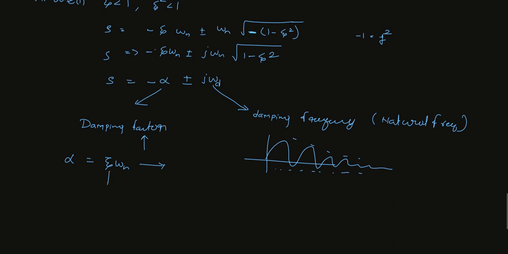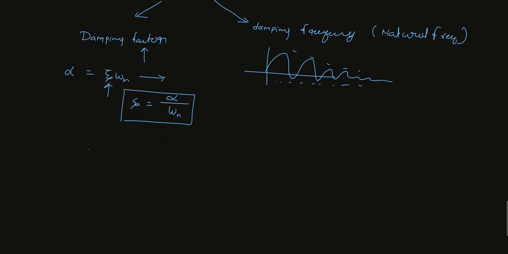And here zeta is the damping ratio. There is a difference between these two, damping ratio and damping factor. So the damping ratio you can also write as the damping factor divided by omega n. Omega n is the natural frequency and omega d is the damping frequency. Okay, so you can see these two roots are minus alpha plus or minus j omega d. So these two roots are complex conjugate roots.